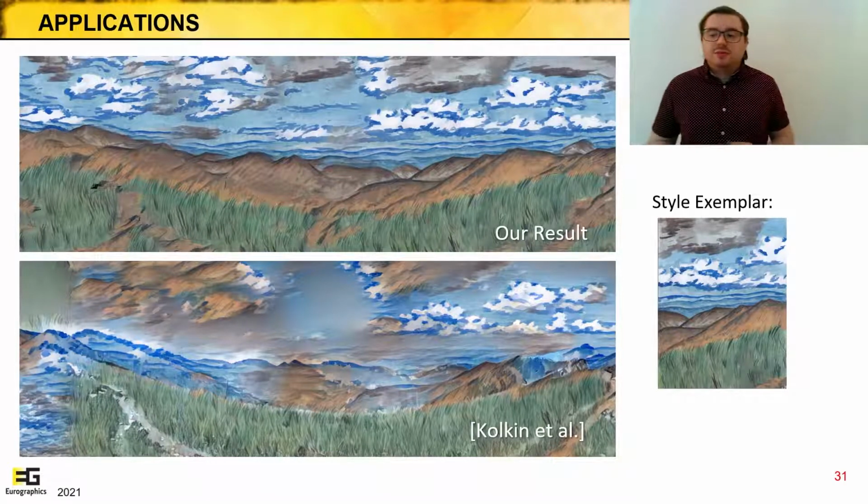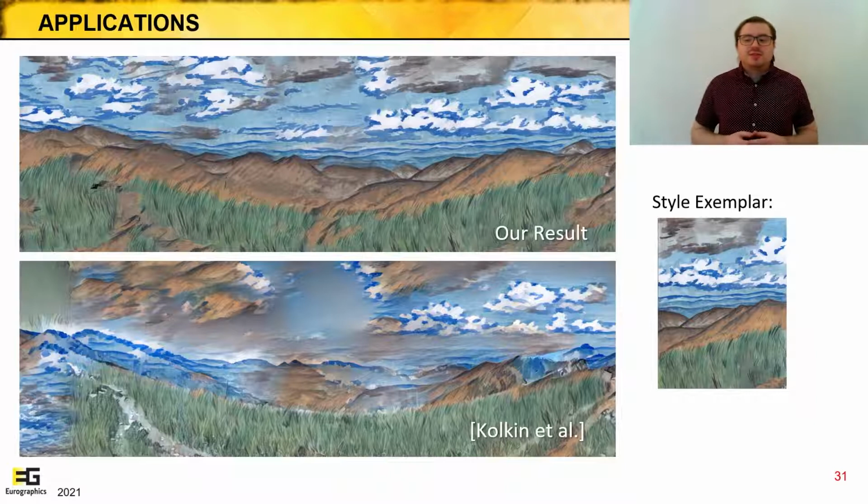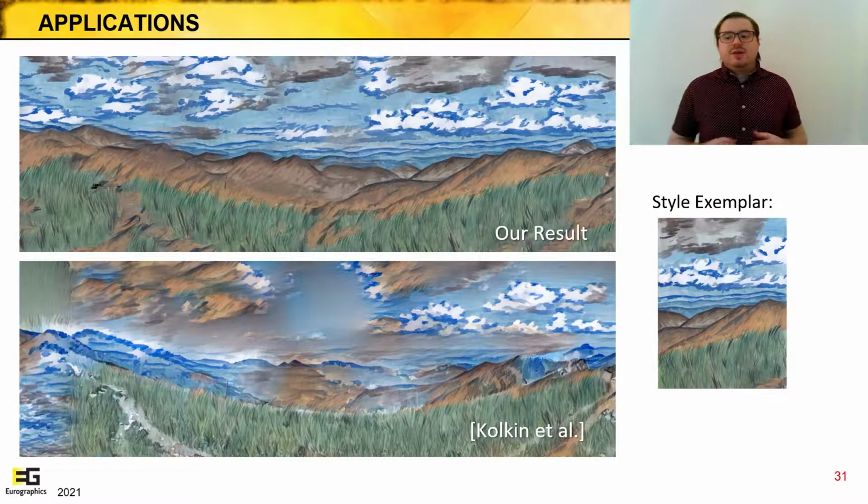And here is the result compared to the state-of-the-art general neural style transfer method. Notice that while it mostly manages to produce semantically meaningful transfer, the overall quality of stylization suffers, whereas our result stays very truthful to the style exemplar.